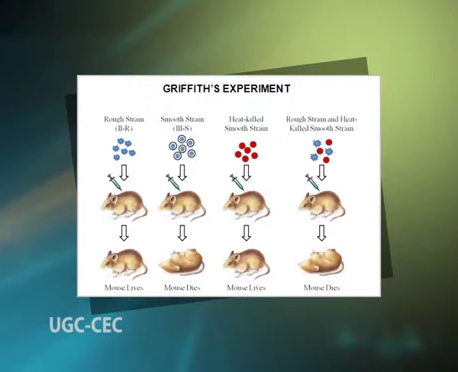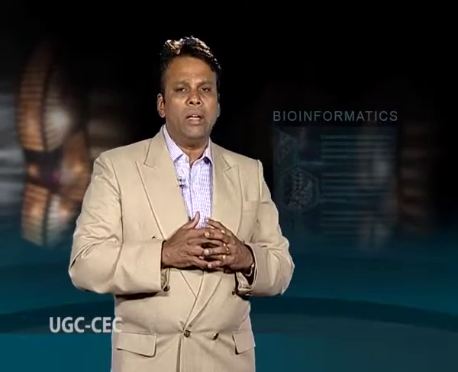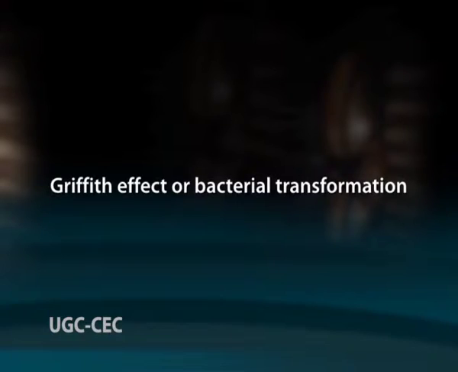The heat-killed virulent bacteria are responsible for the transformation of non-virulent bacteria into virulent smooth bacteria. Something from the heat-killed virulent bacteria was apparently transferred to the live non-virulent bacteria. This phenomenon is known as the Griffith effect or bacterial transformation.